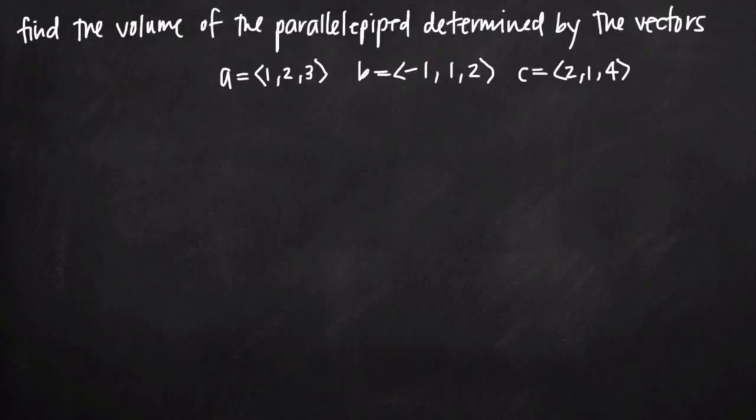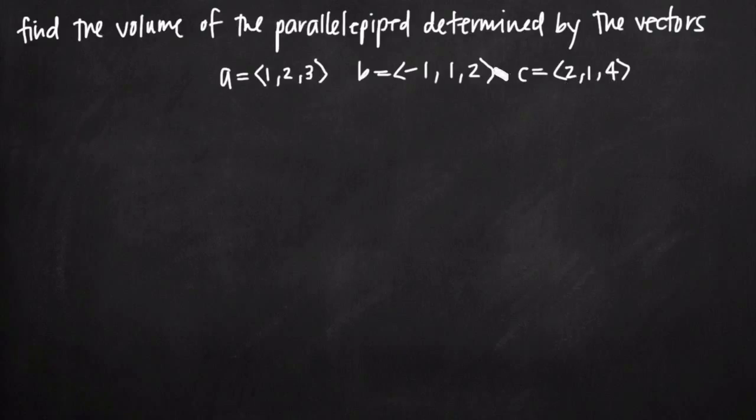Today we're going to be talking about how to find the volume of the parallelepiped, also sometimes pronounced the parallelepiped, determined by the vectors. And in this particular problem, we've been given three vectors, A, B, and C. A is 1, 2, 3, B is -1, 1, 2, and C is 2, 1, 4.